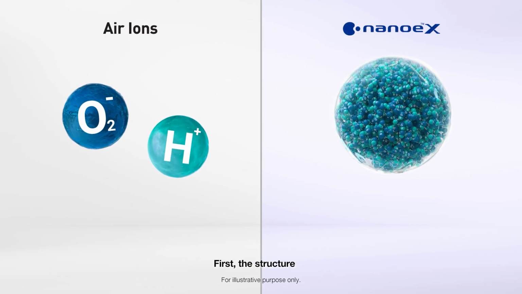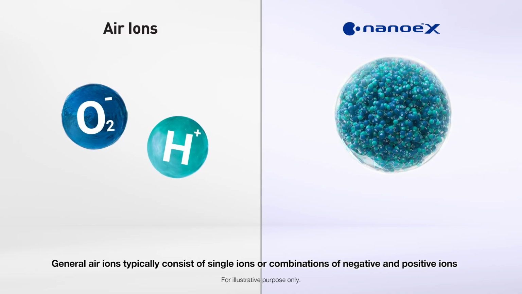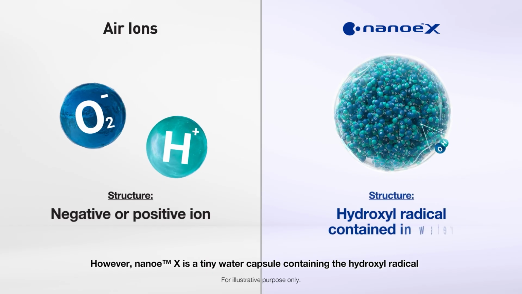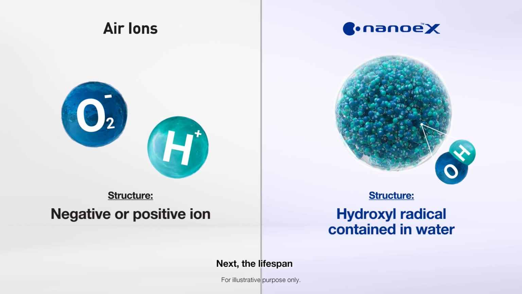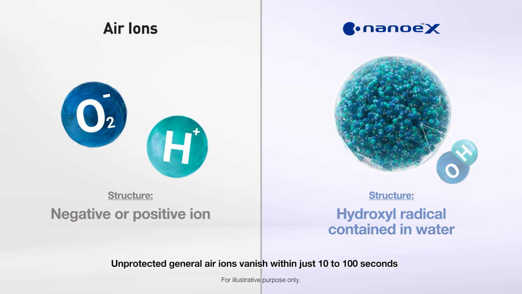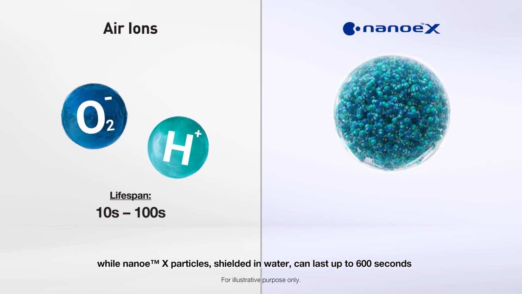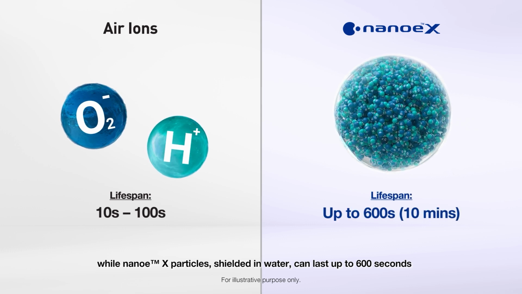First, the structure. General air ions typically consist of single ions or combinations of negative and positive ions. However, nanoe is a tiny water capsule containing the hydroxyl radical. Next, the lifespan. Unprotected general air ions vanish within just 10 to 100 seconds, while nanoe particles, shielded in water, can last up to 600 seconds.